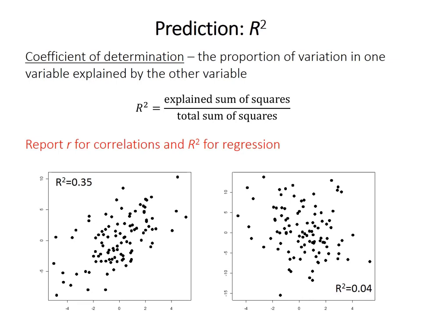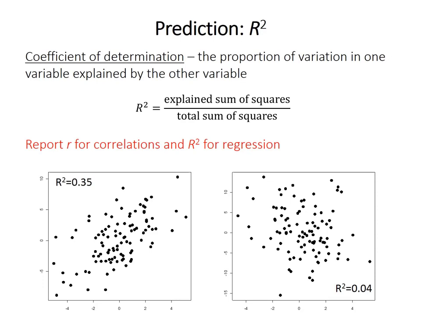It's calculated as the ratio of the sum of squares of the dependent variable that can be explained by the independent. This explained sum of squares is basically how much of the sum of squares of y can be explained by x, and then that's divided by the total sum of squares of the dependent variable. So it's often described as the proportion of variation in our dependent variable explained by the independent variable. In the left panel at the bottom, around 35% of the variation in the dependent variable can be explained by the independent, so an r squared of 0.35. Whereas in the right panel, only 4% of the variation is explained, so that's not a very strong or useful predictive relationship.